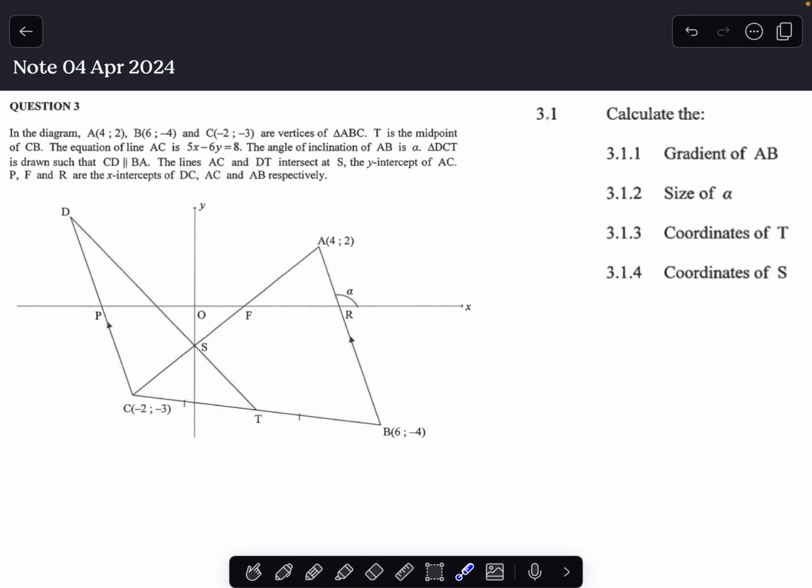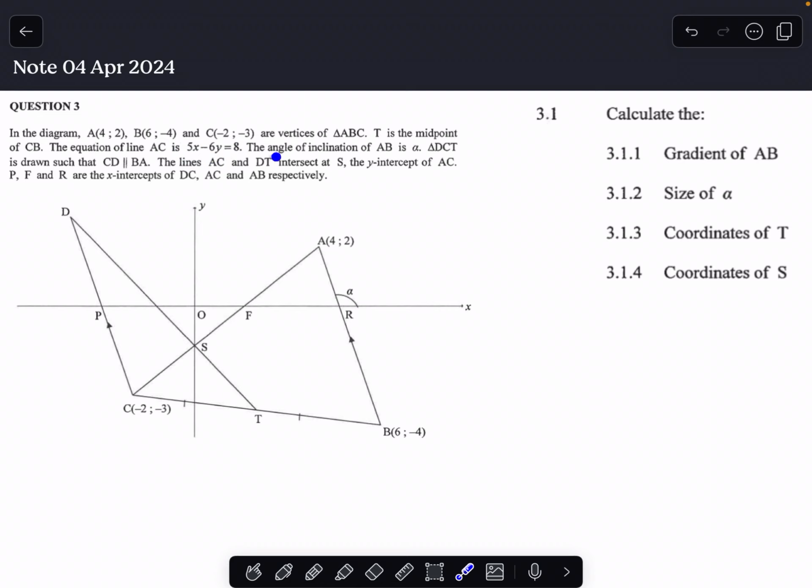In the diagram, the point A with coordinates (4; 2), the point B with coordinates (6; -4), and the point C with coordinates (-2; -3) are vertices of triangle ABC. T is the midpoint of CB, indicated by CT and TB being equal in length. The equation of line AC is 5x - 6y = 8. So not in your typical y = mx + c form, but of course we can rearrange it if we need to get into the standard form.